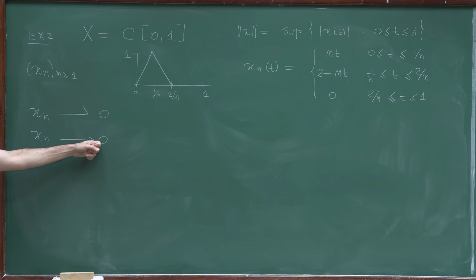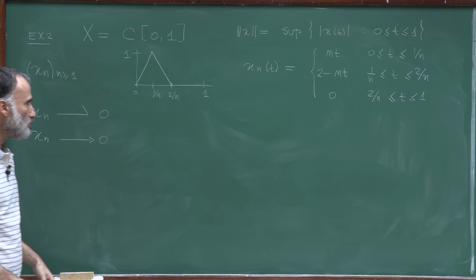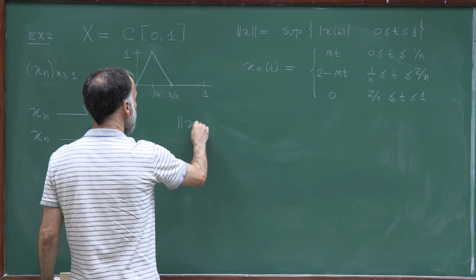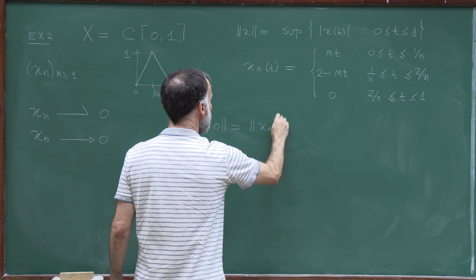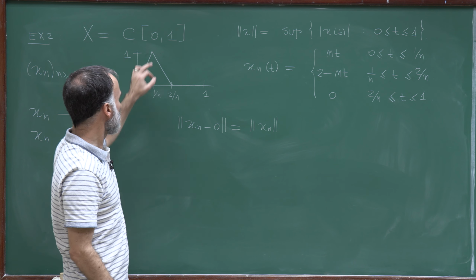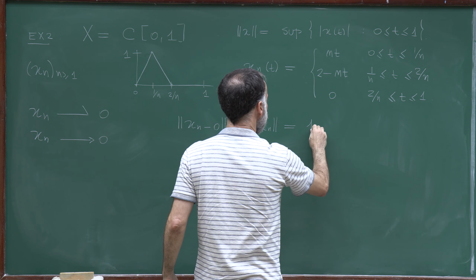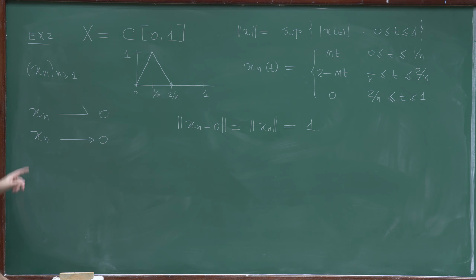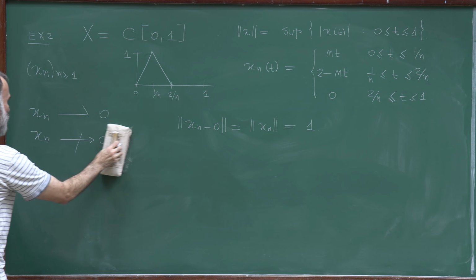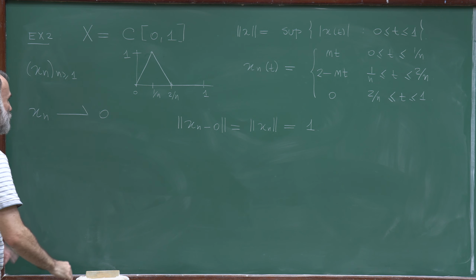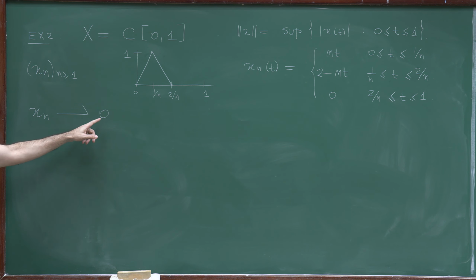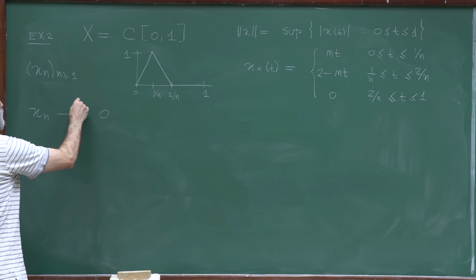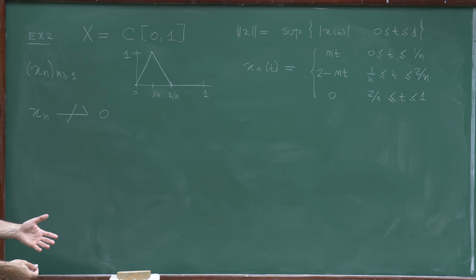That x_n doesn't converge strongly to 0 is clear because if you take the norm of x_n minus 0, this is equal to the norm of x_n. And by definition of the norm, you see that the norm of x_n is equal to 1. So it's clear that x_n does not converge to 0. And what remains to be done is to show that x_n converges weakly to 0. And to prove that, we will proceed by contradiction. So I will assume that it doesn't converge weakly to 0, and I will get from that a contradiction.